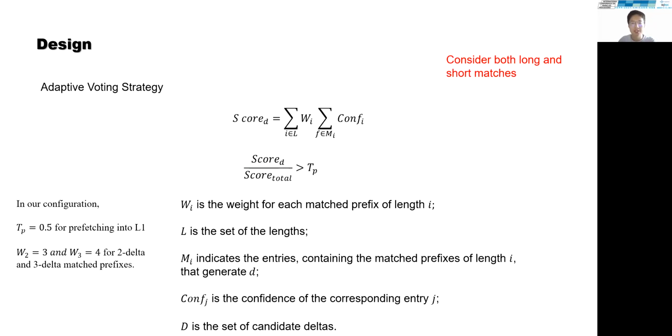Our key idea for accurate voting is to consider the confidences of both the short and long sequence matches, but with different ways to adaptively fit the lengths of matched sequences. Because we can restore the confidence of a short sequence by accumulating the confidences of entries containing it, any delta can be selected if its score, which is the sum of products of the confidences of matched sequences and the corresponding weights, satisfies the prefetcher criteria. Due to the time limit, please check out our paper for more information on the design.